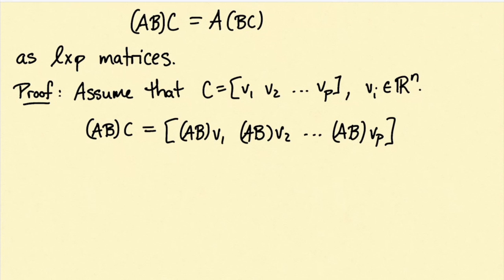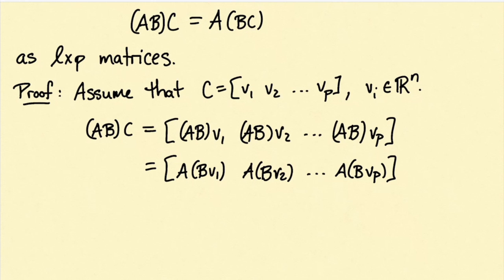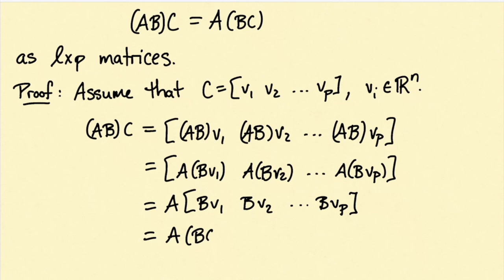Now we use our result for vectors to shift our parentheses, and we recognize that this matrix can be thought of as the matrix A multiplied by the matrix with columns BV1, BV2, down to BVP. Now we recognize that the matrix we have written down on the right is simply B multiplied by C. And now we're done.